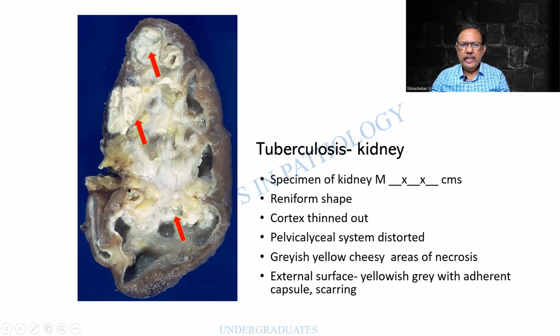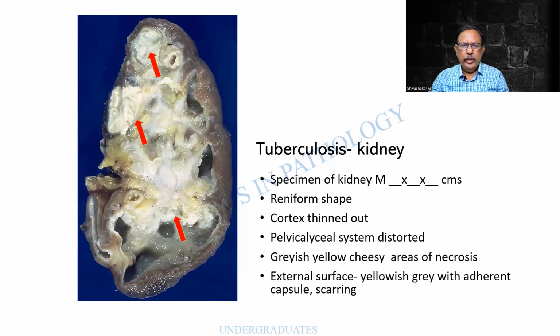So the pelvicalyceal system, on the contrary, I cannot make out the branching primary and the secondary calyces at all. But most important, on opening, the diagnosis is very evident. Look at these patchy areas. All the red arrows are all this. I find multiple patchy, yellowish white areas of necrosis. They are semi-solid, cheesy, or pasty.